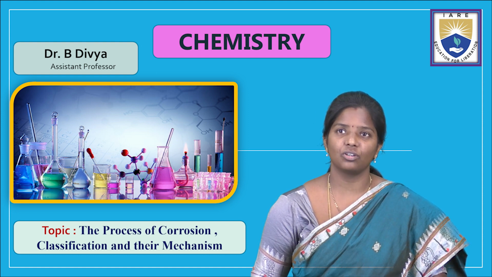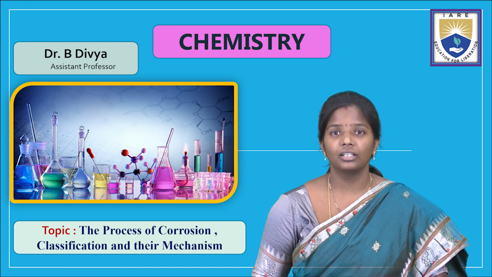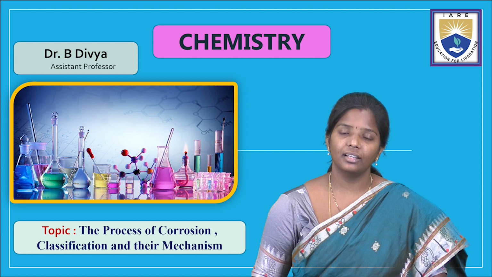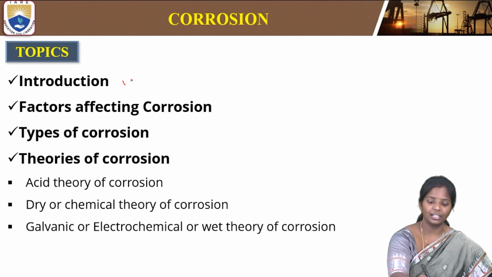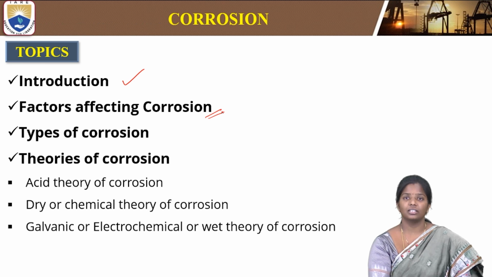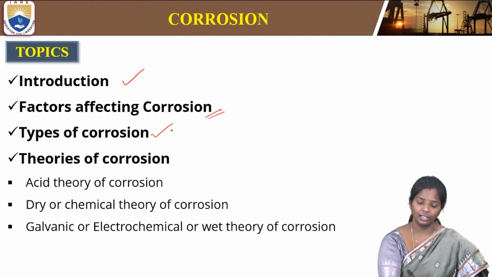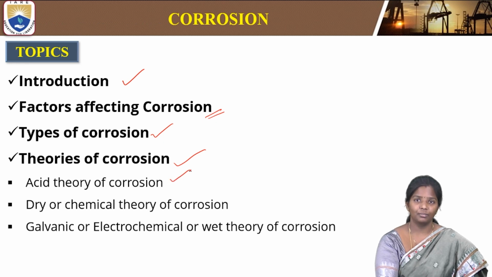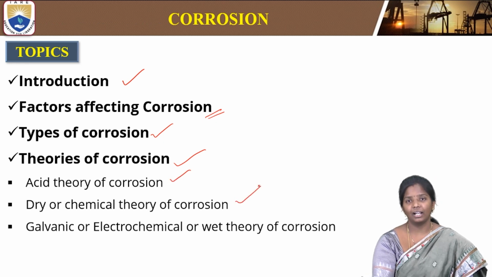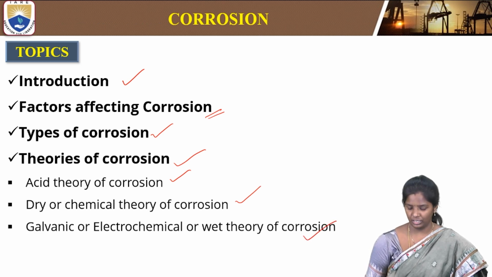So today we will discuss the topic corrosion, and the outcome of this session would be understanding the process of corrosion, the different classifications, and then their mechanism. So here are the topics: introduction to corrosion, what is corrosion, then factors affecting corrosion. So what are the factors that really affect the metal for corroding, then types of corrosion, then theories of corrosion. Then these theories are again classified like acid theory, dry or chemical theory, and then galvanic or electrochemical or wet theory of corrosion. So we will discuss all these in detail.